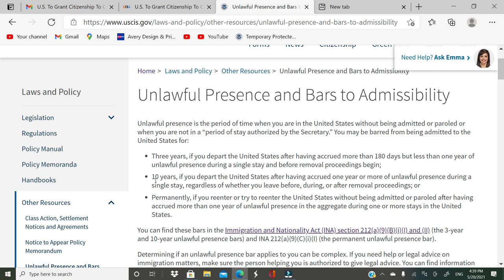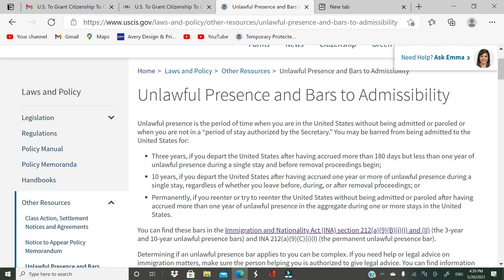Then we go to the 10 years. This one is if you depart the United States after having accrued 1 year or more of unlawful presence during a single stay, regardless of whether you left before, during, or after removal proceedings. Remember, you see the difference? It doesn't even matter whether you left before, during, or after the removal proceedings.